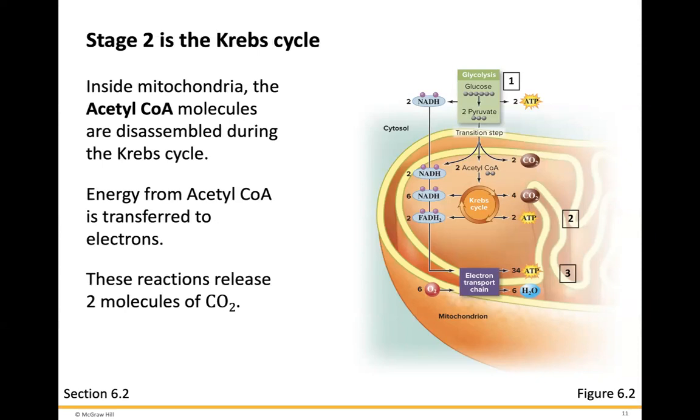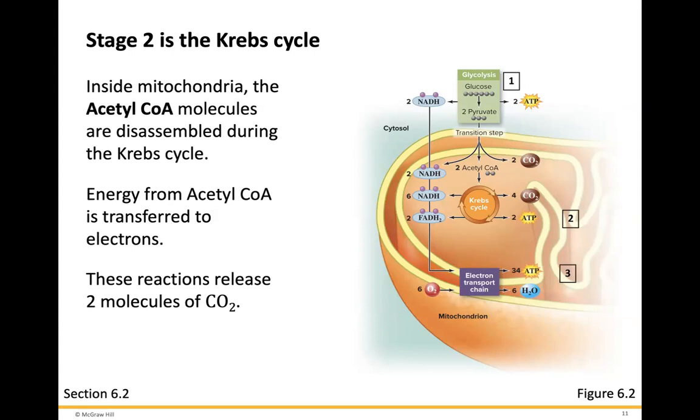Now, looking at the Krebs cycle within the mitochondria, acetyl-CoA molecules are disassembled during the Krebs cycle. Energy from acetyl-CoA is transferred into electrons. These reactions will release 2 molecules of CO2 per pyruvic acid, per acetyl-CoA.